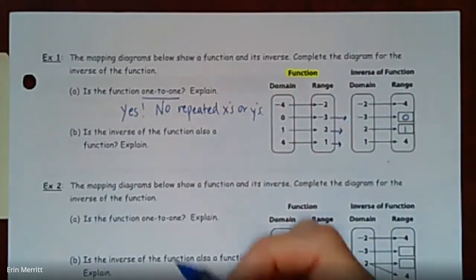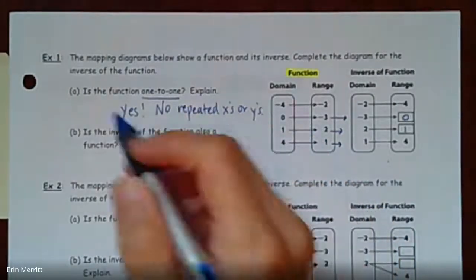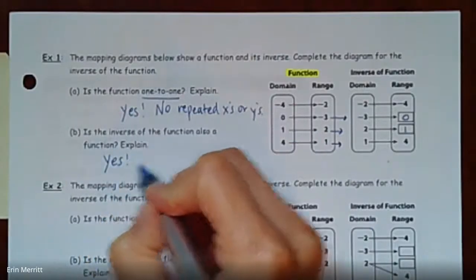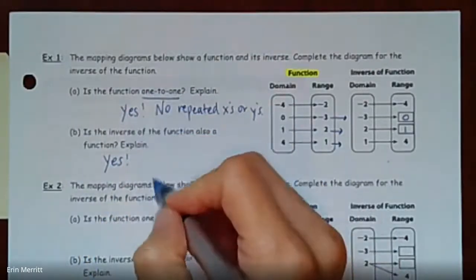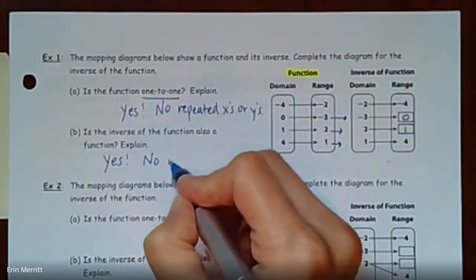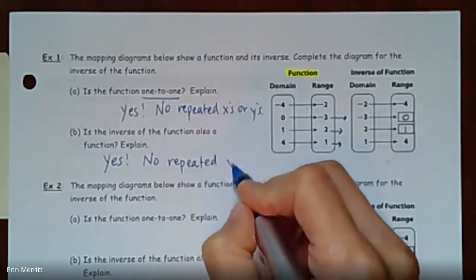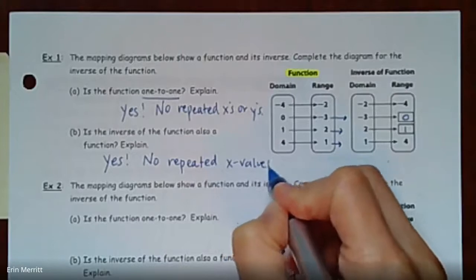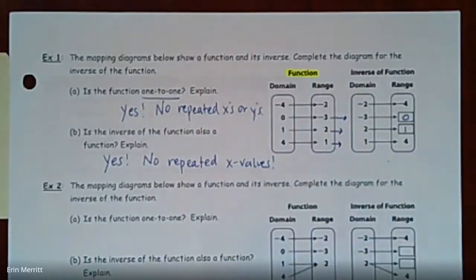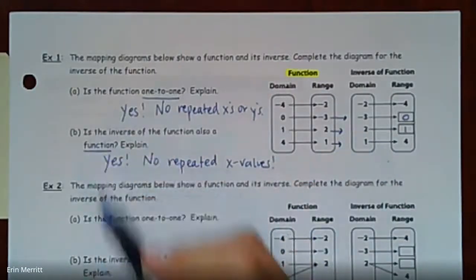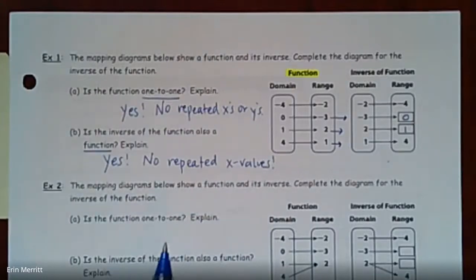So when it says, is the inverse also a function? Yeah, absolutely. There's still no repeated x values, right? And because it simply said, is it a function? I don't actually care about the y's in that case. I just care that there's no repeated x values. If you happen to want to note, hey, cool, it's 1-to-1, awesome, all right?